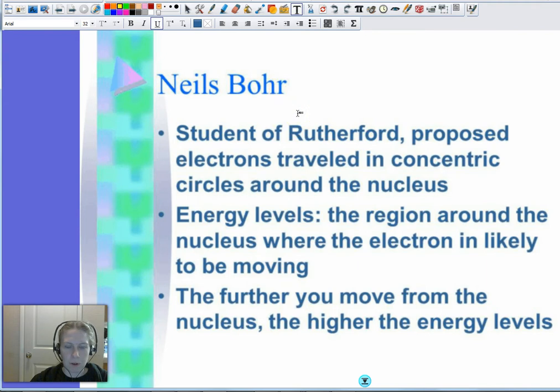And here's a little bit more about Niels Bohr. He was a student of Rutherford, and he proposed that electrons traveled in concentric circles around the nucleus, like planetary motion. He proposed energy levels, the region around the nucleus where the electron was likely to be moving, and that the further you move from the nucleus, the higher the energy levels. In other words, the more energy that's stored in those levels.